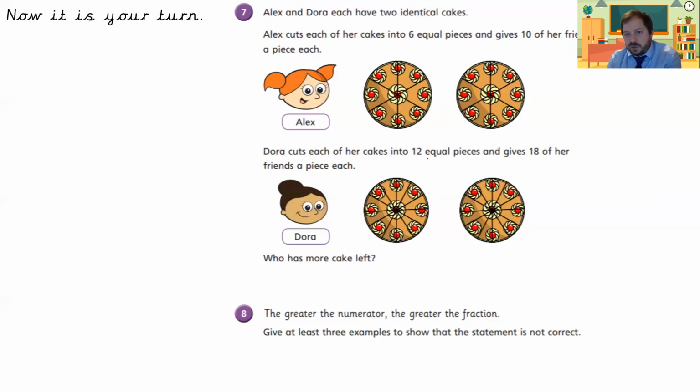So what you're then thinking about is how many they've given away and comparing them across how much they've got left and that sort of thing. So 6 pieces to think that through. Then the second one says, the greater the numerator, the greater the fraction. Give at least 3 examples where the statement is not true. Have a think about it. Pause now. Have a go.